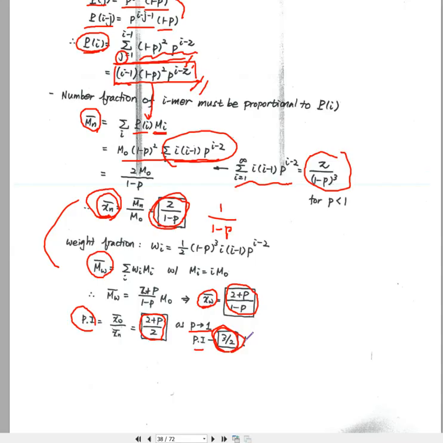So up to here, we have finished the free radical addition polymerization. I hope that you understand this clearly.